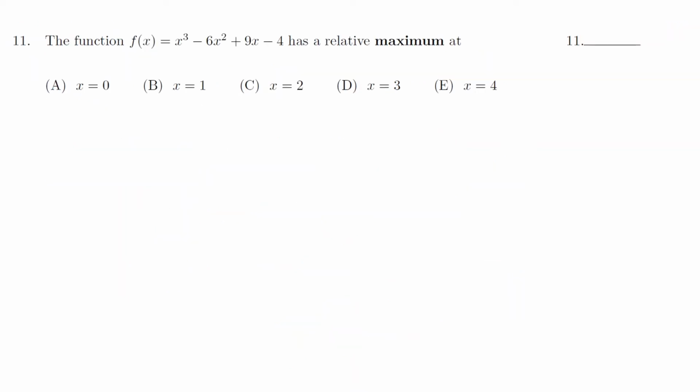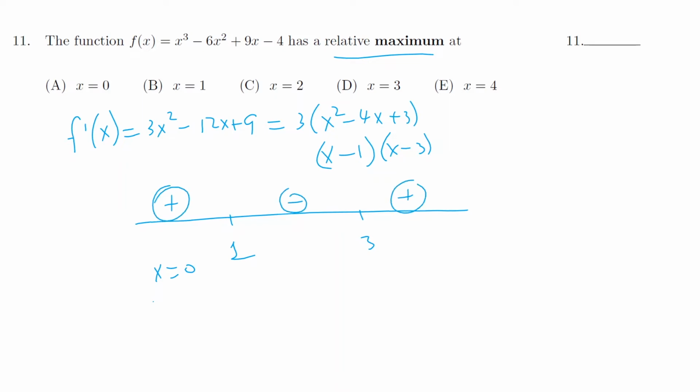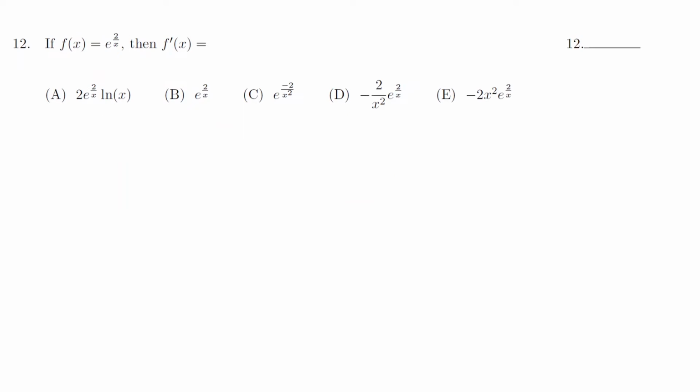Next. The function has a relative max. Relative max means we go to the first derivative. f prime of x is equal to 3x squared minus 12x plus 9. Let me factor out 3. I got x squared minus 4x plus 3. There are lots of tricks that, if you know how to do them, make this test super easy. This is just 1 and 3. Now let me plug in, say, 0 into the first derivative. So 0 squared minus 4 times 0 plus 3 is positive. So therefore it's negative. I'm just flipping. And the relative maximum is this guy right here. So x equals 1. B.